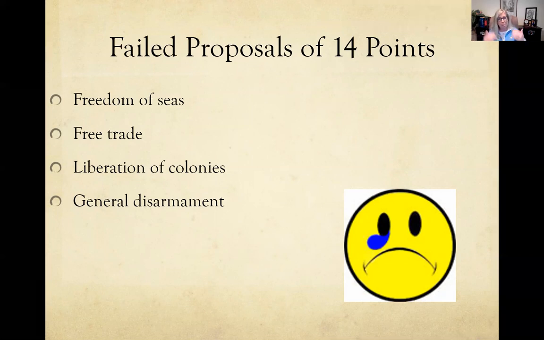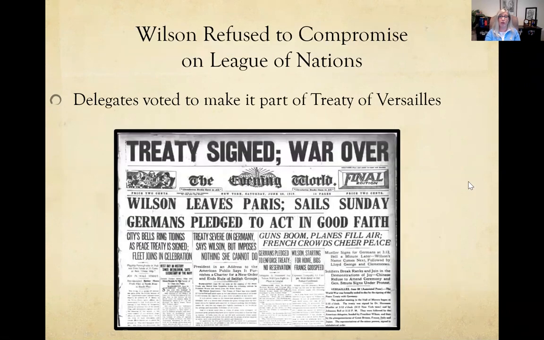So Wilson has to kind of back off of these ideas because these other allied powers are saying, we lost so much more than the United States. You can't expect us to agree to this. What Wilson refuses to back down on is the League of Nations. He says for the future peace of the world, this has to be included. And so the League of Nations is part of the Treaty of Versailles. And the treaty gets signed eventually.